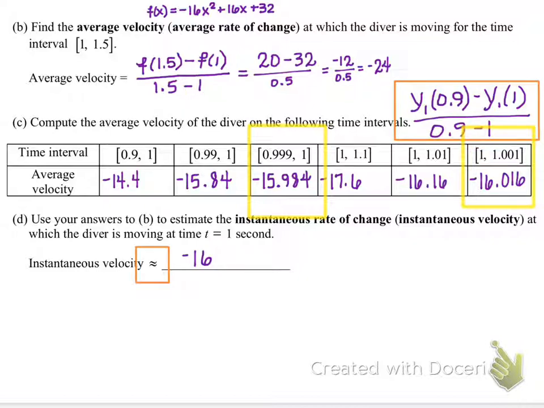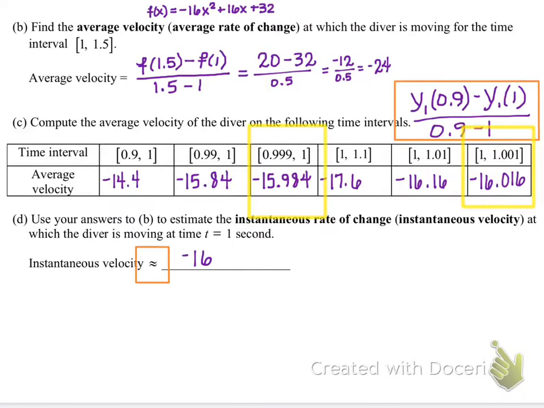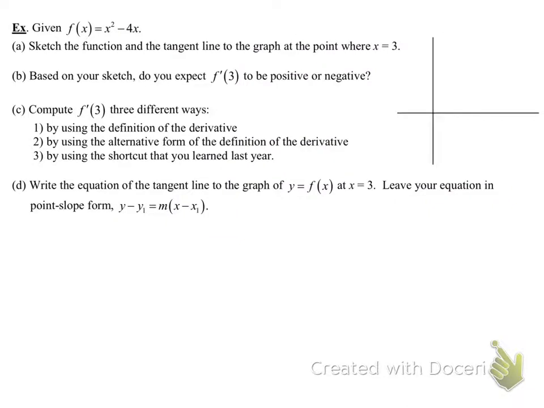Okay, so we found that the instantaneous velocity was negative 16. We found that by coming closer and closer in, or finding the limit of that average velocity as it got closer and closer to the x value of 1. Okay, I'm going to make sure I didn't skip a slide. Okay, given x squared minus 4x, sketch the function and the tangent line to the graph at the point where x equals 3.